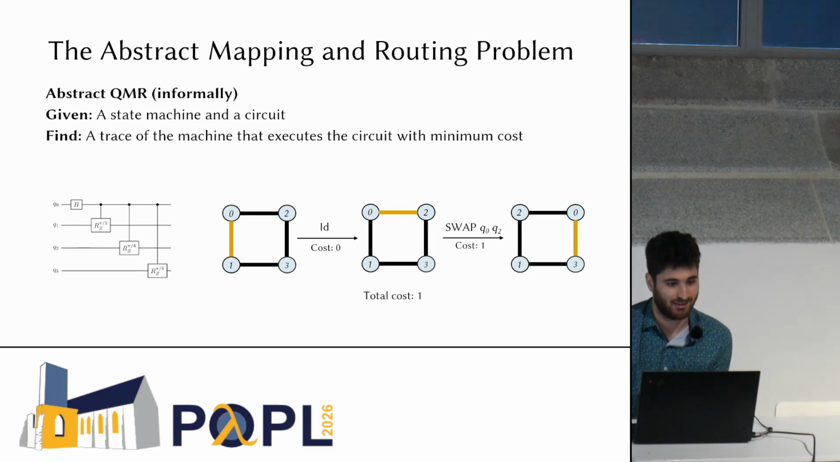So here I have a snippet of a circuit that we've seen before and a trace that executes it. The total cost of this trace is 1, and we get that by summing the costs of each of the transitions. One of them was this identity transition that didn't modify the qubit map, so we didn't have to pay any cost for it, while the other was a swap, so we did pay a cost for it, leading to a total cost of 1. And you can see that each of these 2 qubit gates in the circuit are executed along an edge in the graph.